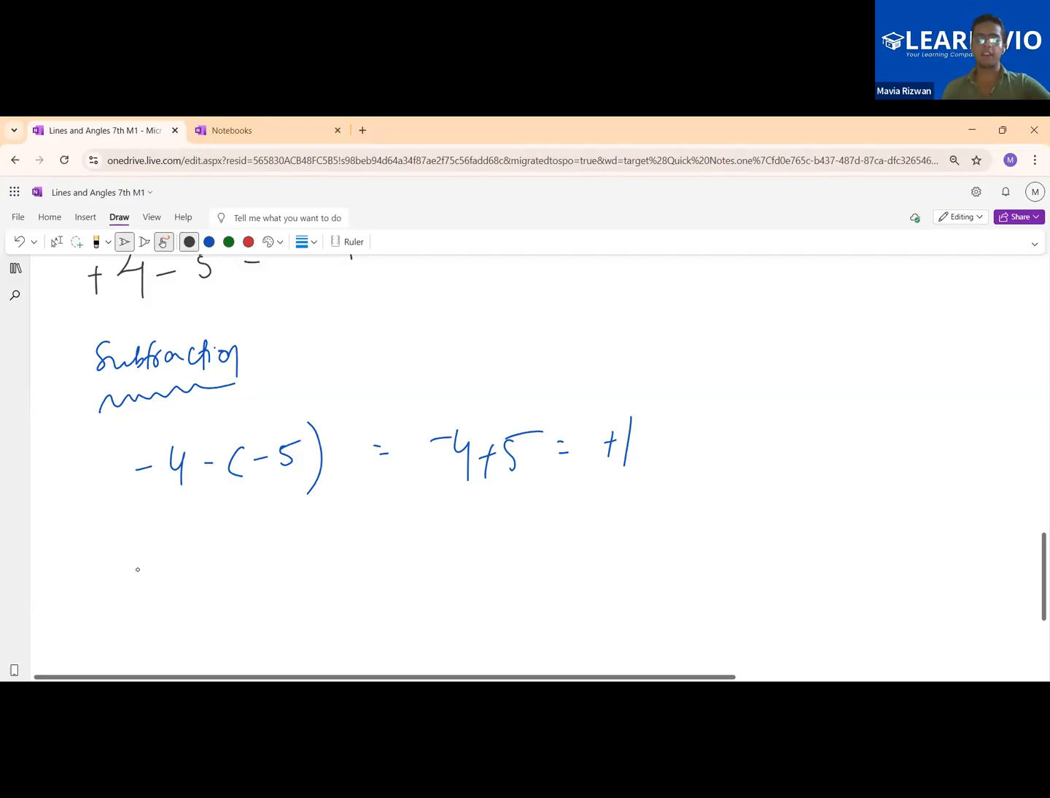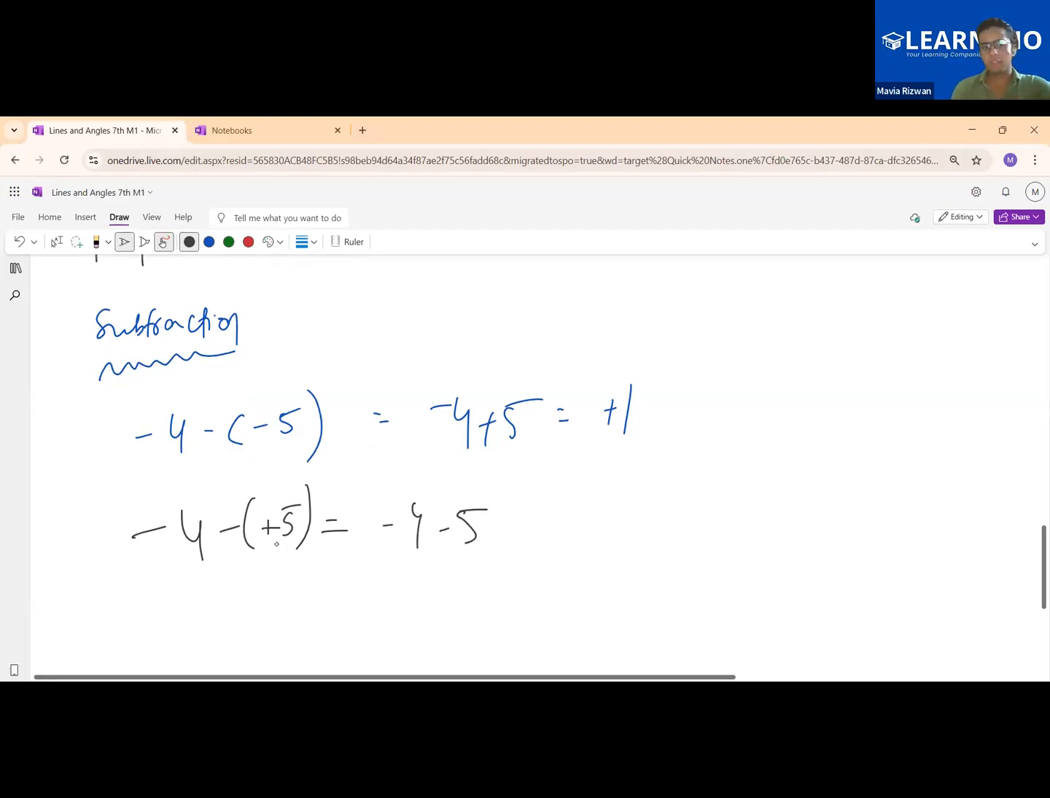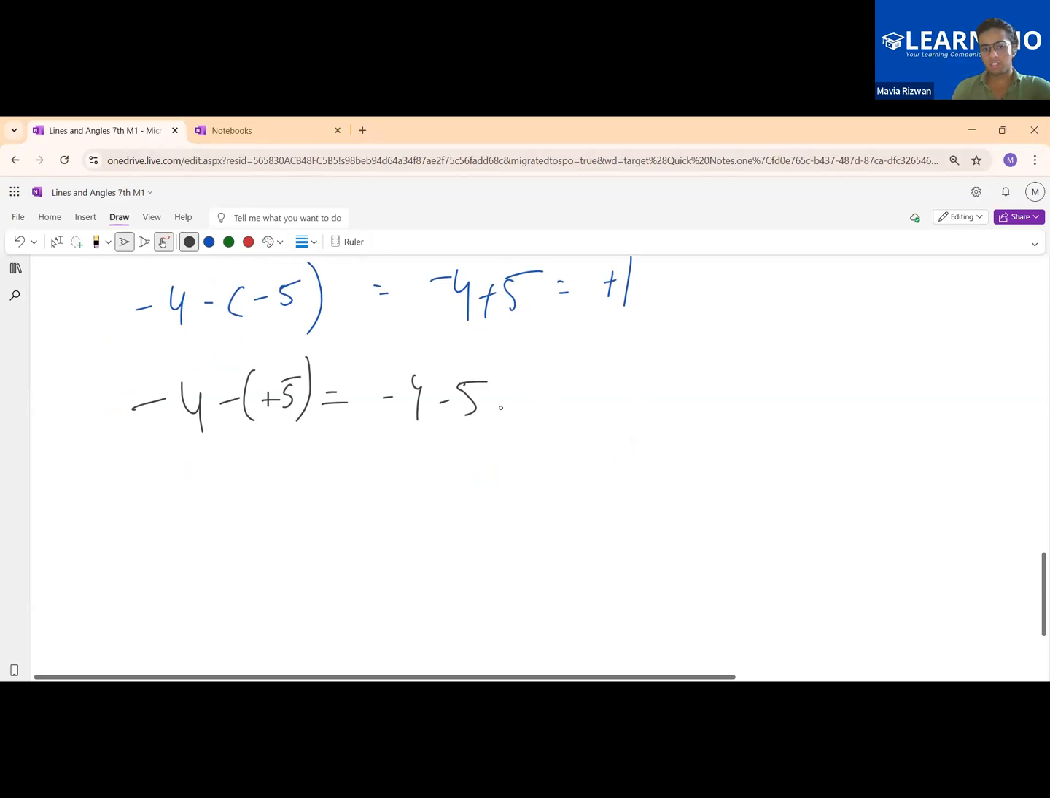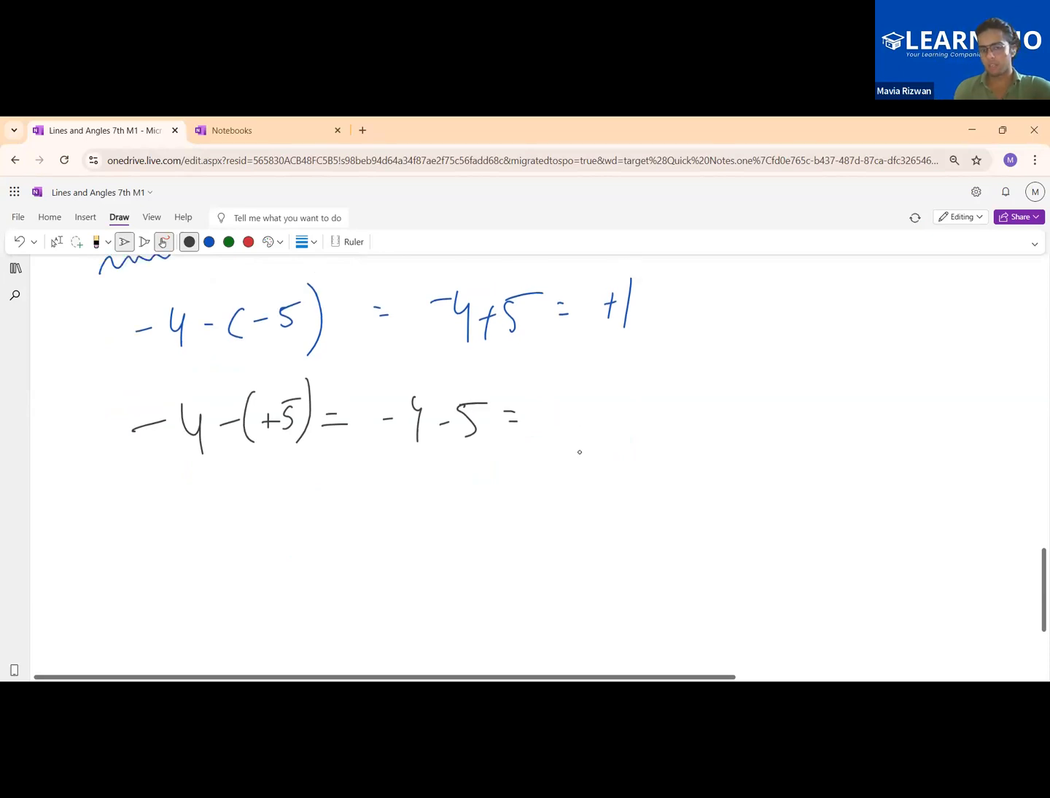See, if it was like this: minus 4 minus of plus 5. Now if I open the bracket, minus plus is minus. So this would be minus 4 minus 5. Got it? So now this is subtraction, and this is minus 9. Yes, this will become minus 9.